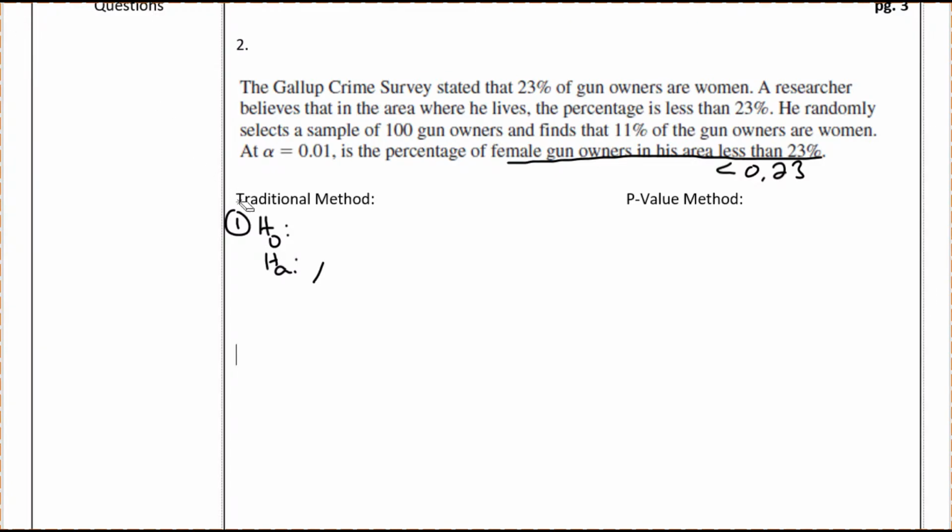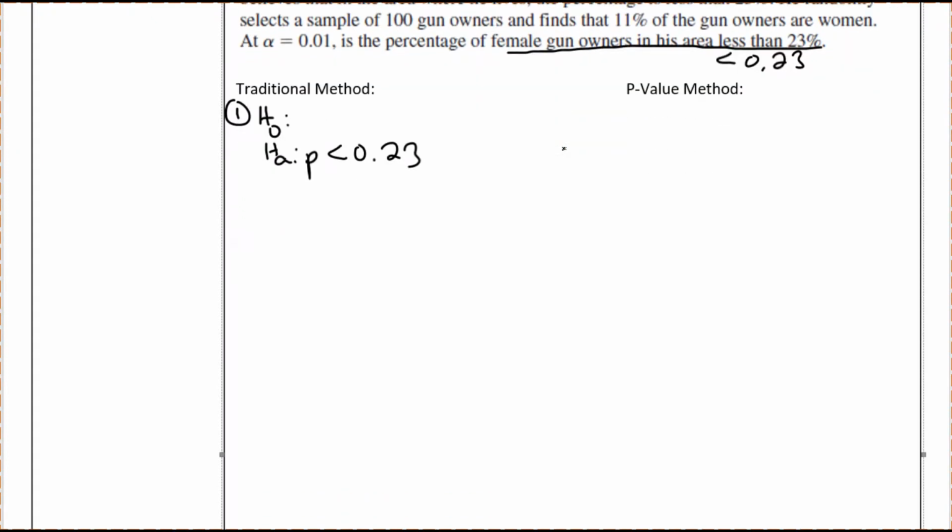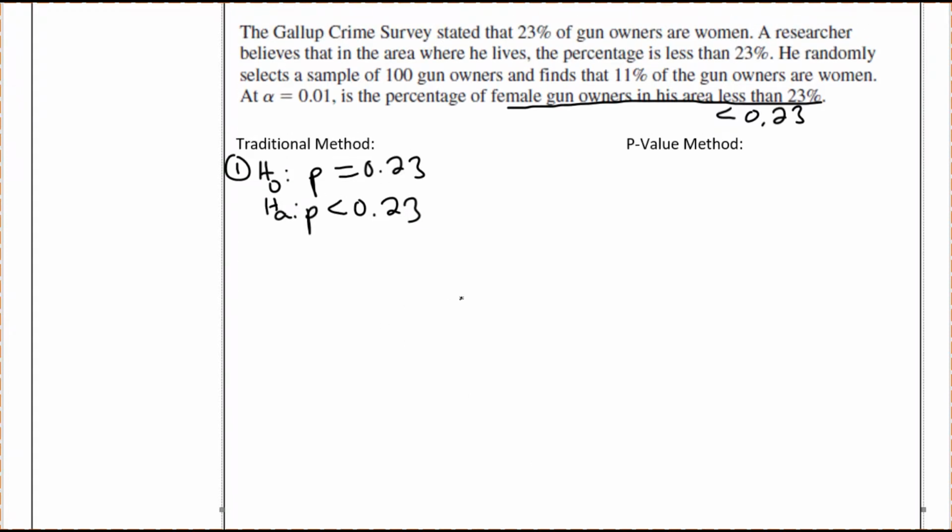We're going to say this is P. So P is less than 0.23, and that'll be our alternative hypothesis. And then we can say that the null hypothesis equals 0.23, or you can say greater than or equal to, the direct opposite. Either one is fine. Regardless, this is our claim. And since it's less than, we're looking at a left-tailed test.